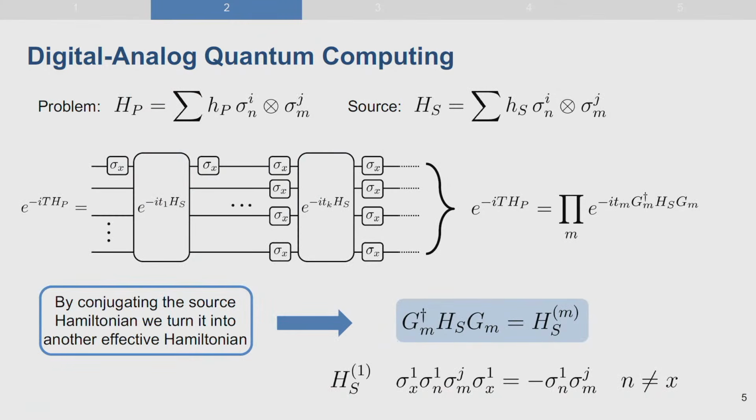Now, here's a brief example of how digital analog works. We have our problem Hamiltonian, which has couplings HP, and our source, which is HS. And as we see, the moment we conjugate or sandwich our Hamiltonian, we'll turn it into another effective Hamiltonian. And by doing these sequences, we'll get the mapping that we're looking for. In the case of qubits, by doing these conjugations, what we get is flipping the signs of the different couplings.